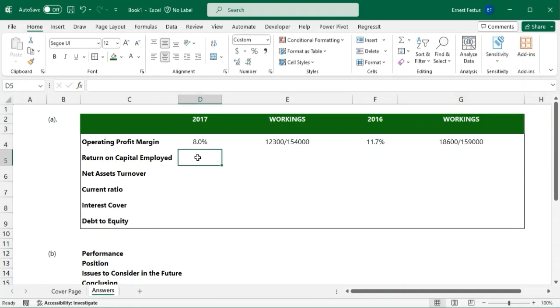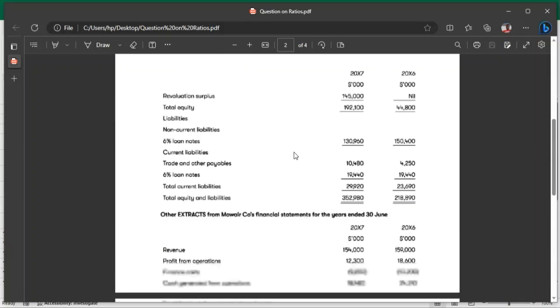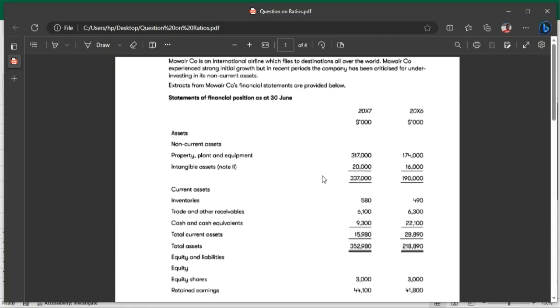So we come to the return on capital employed. Return on capital employed is equal to our profit before interest and tax, which in this case is the profit from operations, divided by our capital employed. So let's go back to our question. We have our profit from operations already here, and now we have to find our capital employed. Now capital employed is equal to our equity plus interest bearing debt.